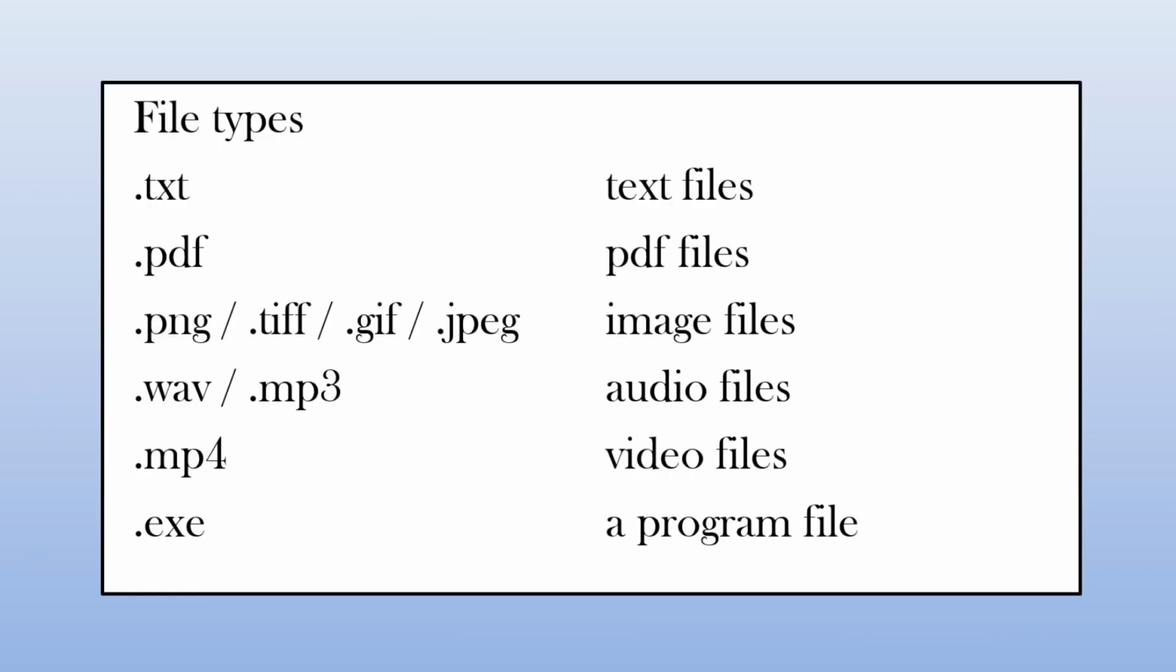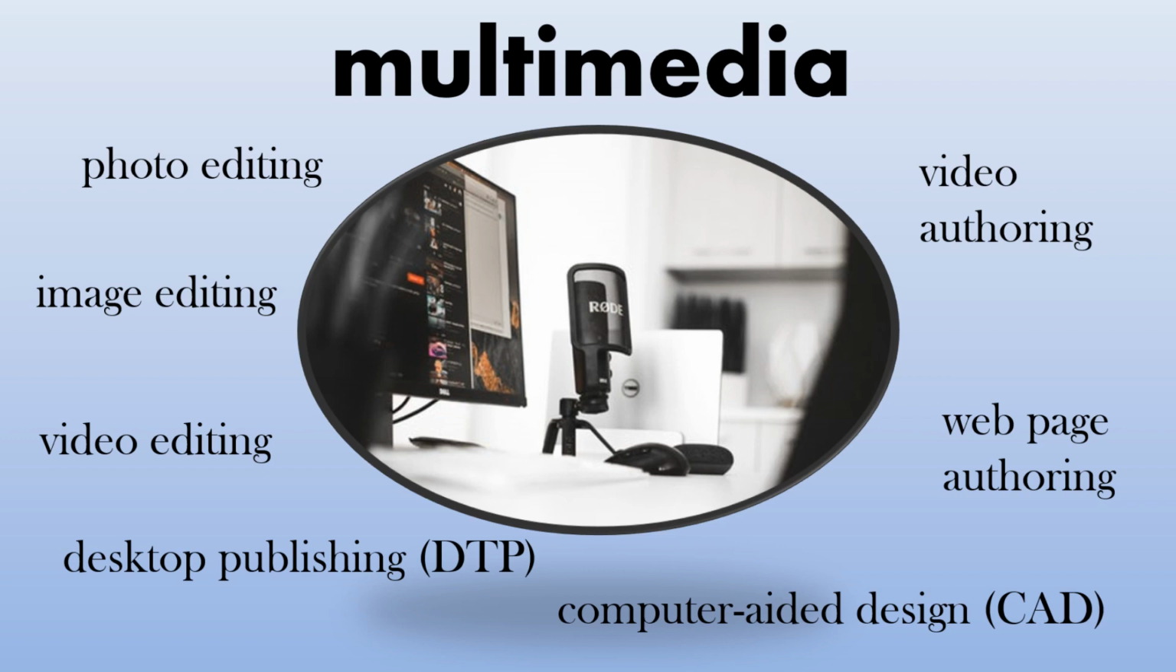When we use files, we give a file a name. Now, the computer knows that file by the name and its extension. So we have this dot and then some letters after to tell the computer what type of file it is. So for example, if a file finishes with .txt, it's a text file. We have PDF files. We have image files such as GIF and JPEG, audio files, video files like MP4, and if you see .exe, that's a program that will run if you click on it. So these are file types.